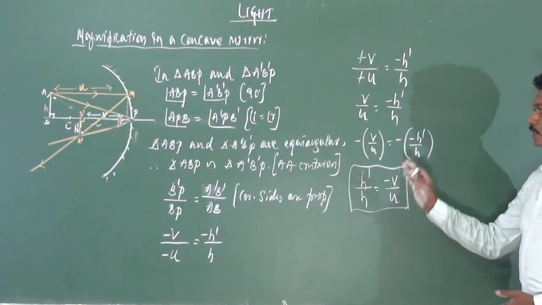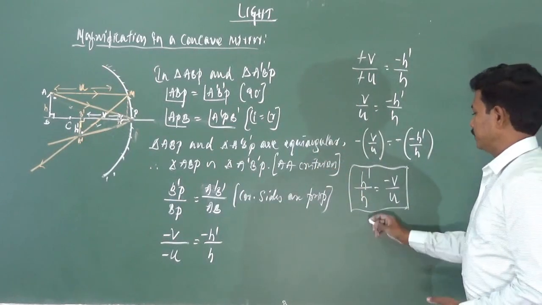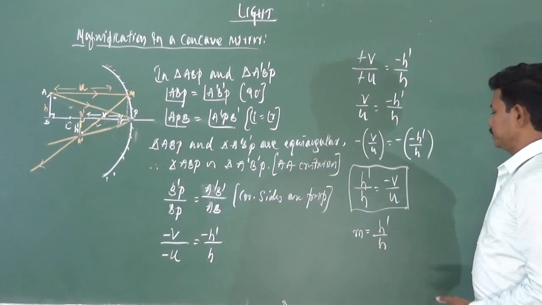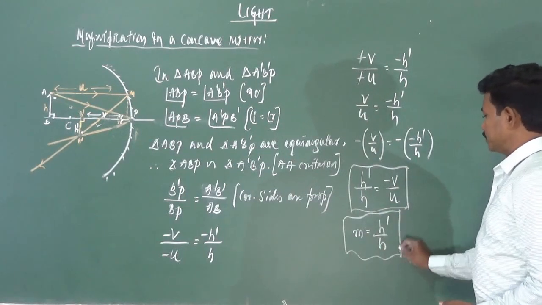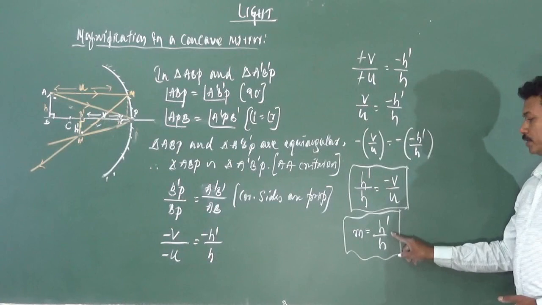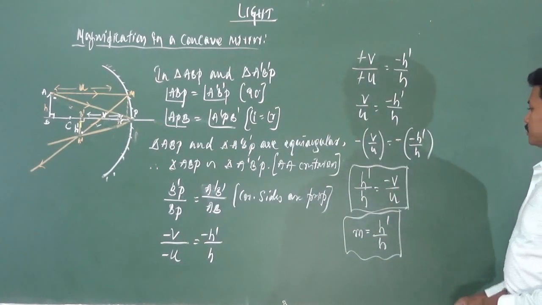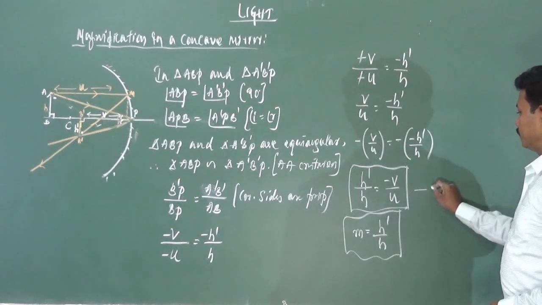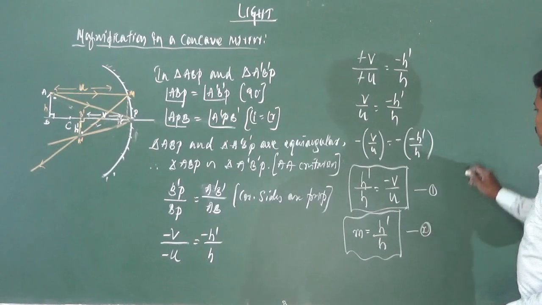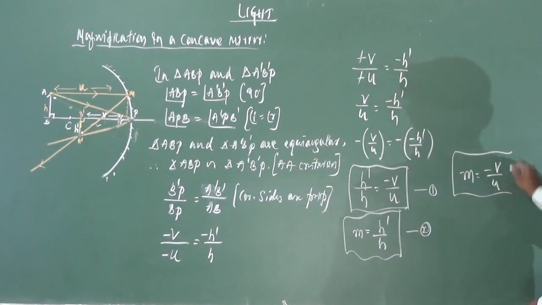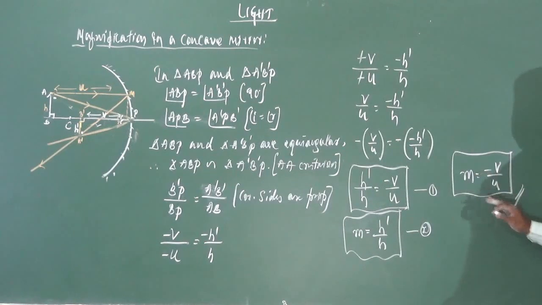Just now in the previous topic, we discussed that magnification m is equal to h dash by h, that is, the ratio of the height of the image to the height of the object is called the magnification. Now let us relate this. m is h dash by h, but h dash by h is minus v by u. So from this equation and this equation, I can write m is equal to minus v by u. This is the magnification formula for a concave mirror.